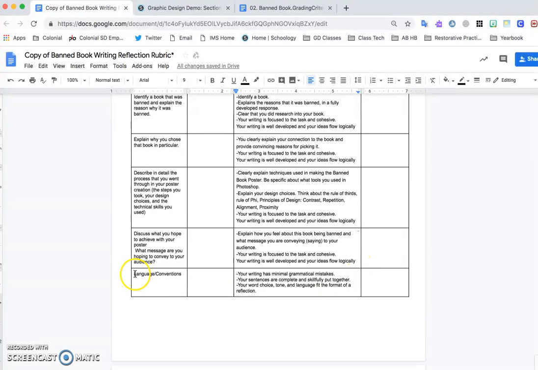All right, then the last thing that I'm going to grade you on is language and conventions. So your writing has minimal grammatical mistakes. Your sentences are complete and skillfully put together. Your word choice, tone, language fit the format of the reflection.